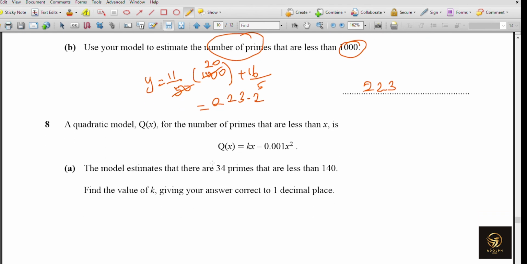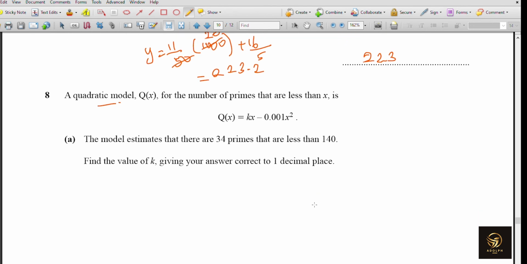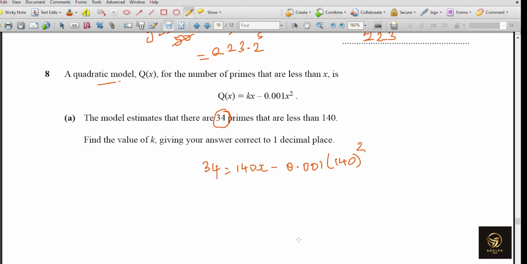Next, a quadratic model q of x for the number of primes that are less than x is kx minus 0.001x square. So they gave another model, a quadratic model. Previously they gave a linear model, a straight line. The model estimates that there are 34 primes that are less than 140. So q of x has been given as 34, that is equal to 140k minus 0.001 times 140 square. Find the value of k.